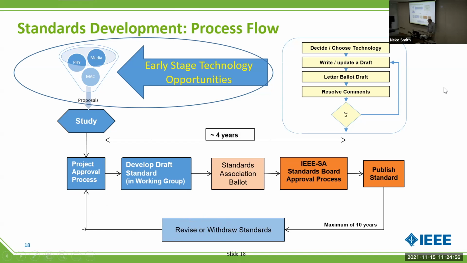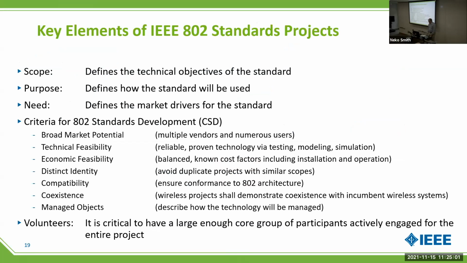I don't want to dwell on this process too much because it's kind of in the weeds. But the important elements of a standards project in 802 is to define the technical objectives of the standard, define how it will be used, define the market drivers for the standard. And we like people to come in with very crisp definitions of these 3 top points. And the way we articulate that to the individuals is we've developed another set of criteria for standards development.